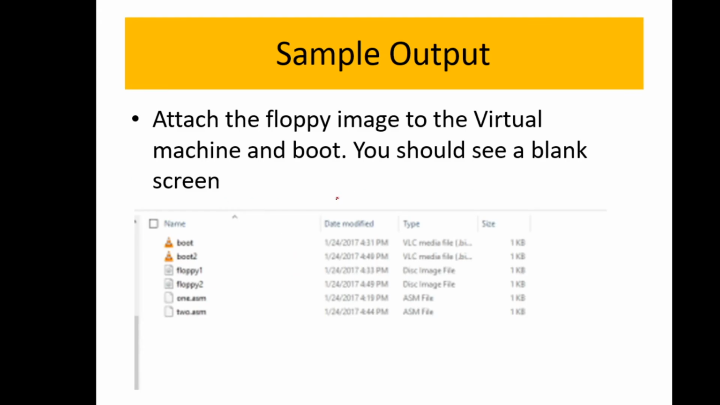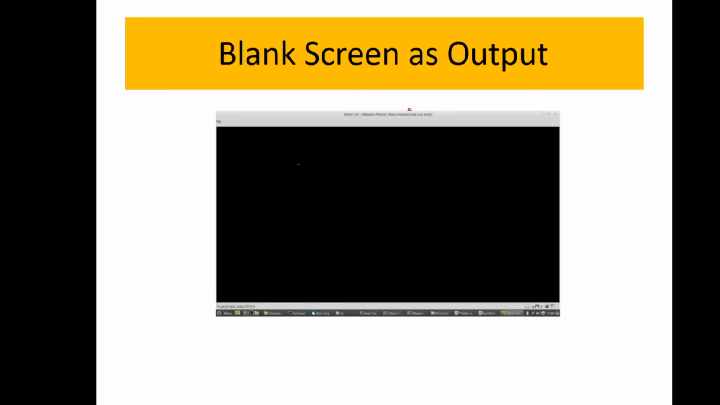So this is the sample VirtualBox, how we are going to load it. These are the floppy files available. Based on our requirement, we have the created file. floppy1.image is the file we created. You have to select this file. Then you can see the output will look like this. You will see a blank screen.